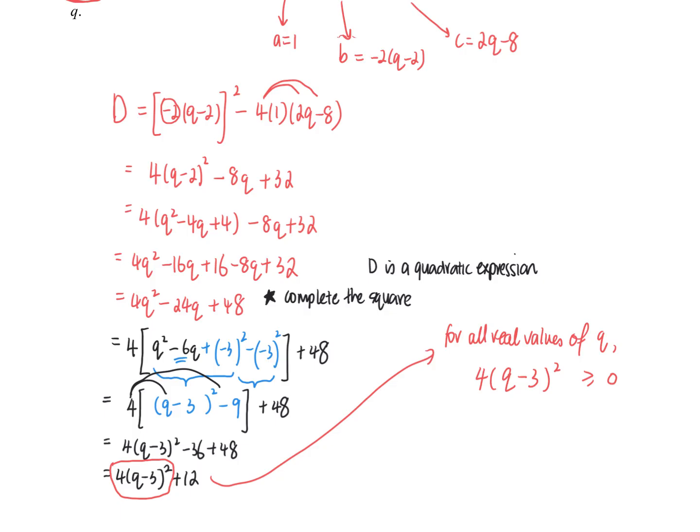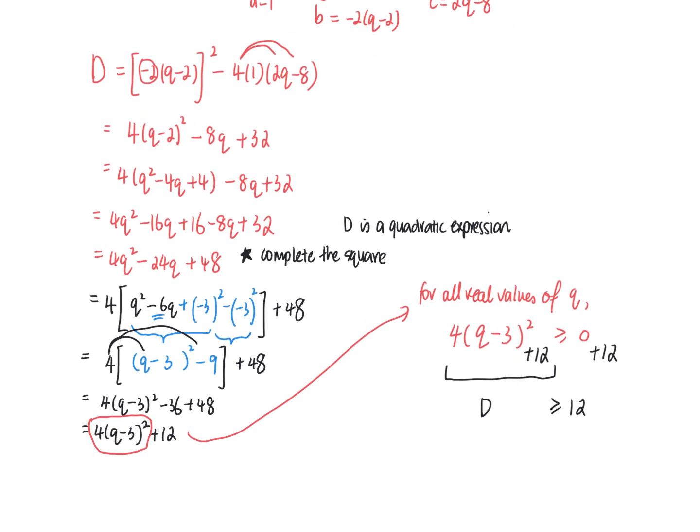Okay, then in my next step, I will add 12 to both sides. When you add 12 to both sides, your left hand side relates to the discriminant. And you have just proven that the discriminant is greater than or equal to 12. So if the discriminant is greater than or equal to 12, it is always positive. What can I conclude? Since D is greater than 0, therefore it has two distinct real roots.